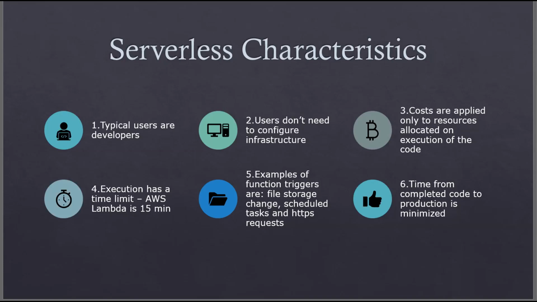There are several events that can trigger functions. They are defined by each cloud provider. Examples of events are file storage, a new file for example, scheduled tasks, once every hour for example, and HTTPS requests. One example is a user clicking on a button in a web page. Number six, in a traditional setting, it takes a team and days to set up a server once the code is ready. By using serverless, the developer just uploads the code and the service is deployed.